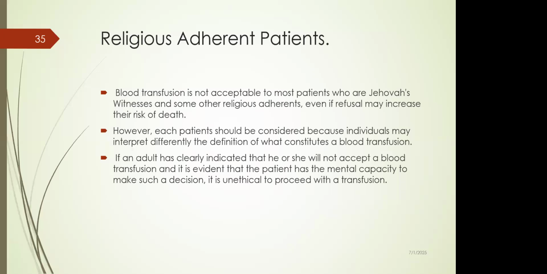Now, we'll consider religious adherence. Jehovah's Witnesses readily come to mind because some faiths do not accept blood transfusion. They say it's against their faith. However, each patient should be considered because individuals may interpret differently the definition of what constitutes a blood transfusion, such that some patients, like Jehovah's Witnesses, say, if it's my blood, you can give it back to me. If it's blood from my relative, you give it back to me. That's what this is trying to say. So you treat the patient as an individual.